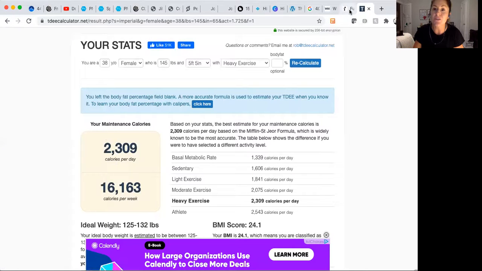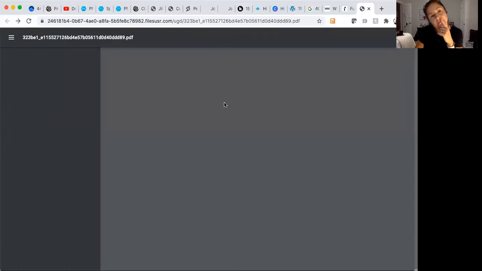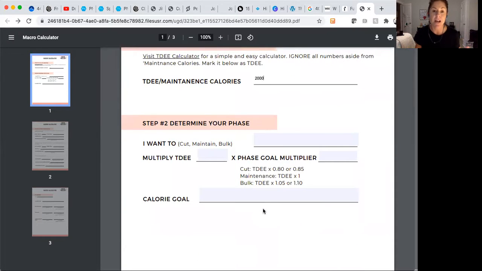So I'm going to jump back over to the worksheet here. Where did that go? There we go. So just to make things super easy, I'm going to go ahead and jot in 2,000 calories just so we can do some easy calculations. Now, in Macros Made Right, I actually walk you through determining where you need to be. So some of you want to lose weight or lose fat, which would be a cut. Some of us want to just get comfortable with our maintenance phase and eating the amount of calories that our body actually needs. And so that would be your maintenance phase. And then another phase that you might opt for is building muscle or your bulk phase.